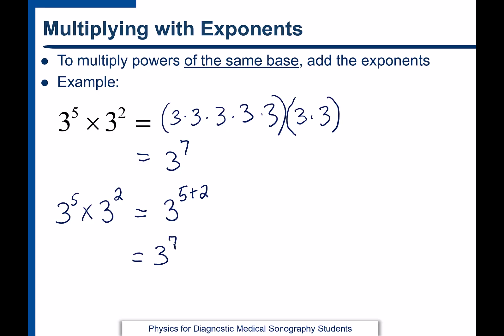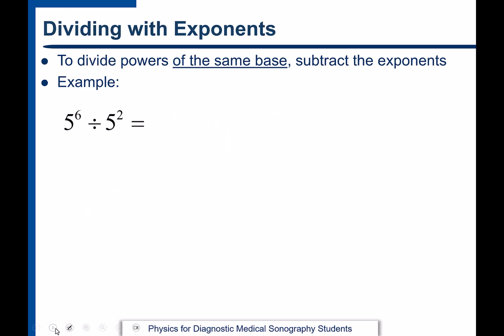So that's how we multiply numbers when they have exponents. To divide powers of the same base, we do a very similar thing, except here we subtract. And again, just to understand why that makes sense, let's look at the following example.